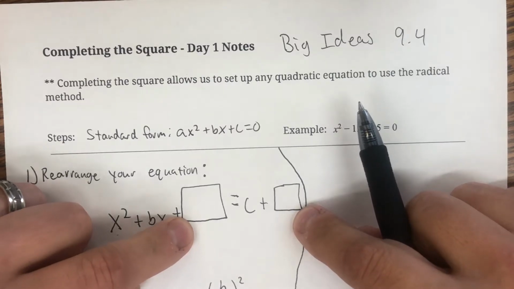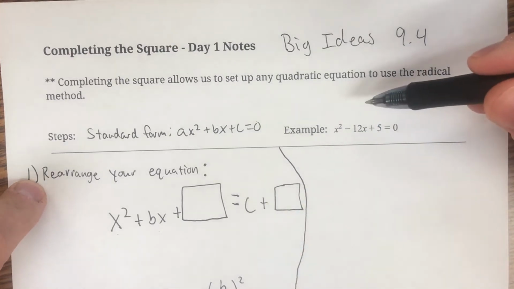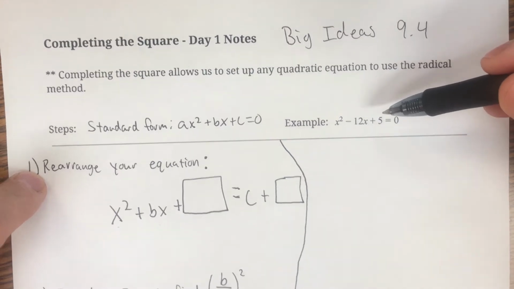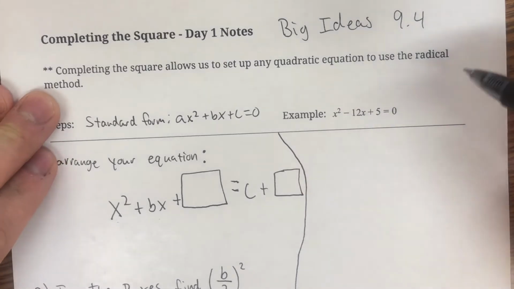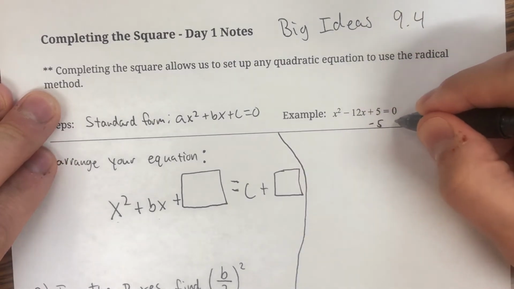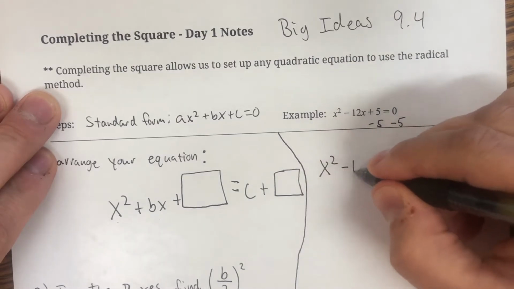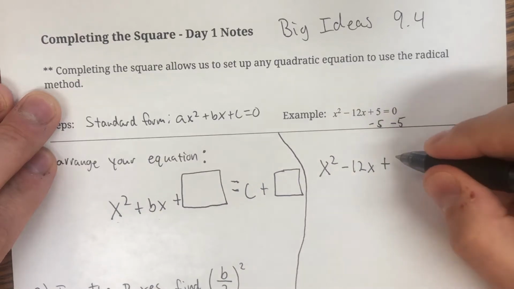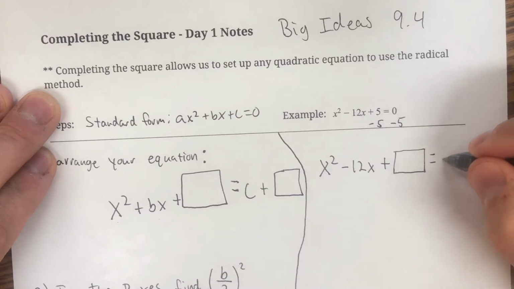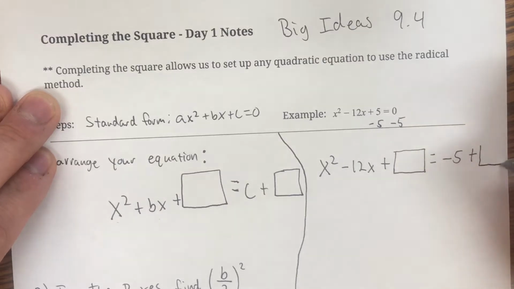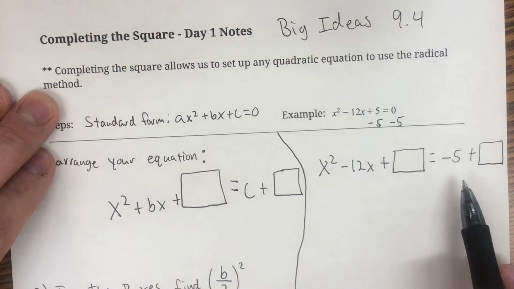All right, so step 1, rearrange the equation. Our original example says x squared minus 12x plus 5. For it to be in the form x squared plus bx, we have to move this 5 to the other side. So we will subtract 5 from both sides, and I am going to be left with x squared minus 12x plus a box. That's where I'm going to find a value. And that is equal to negative 5 plus another box. The reason why we have a box on both sides is whatever we add to one side of the equation, we also have to add to the other side.